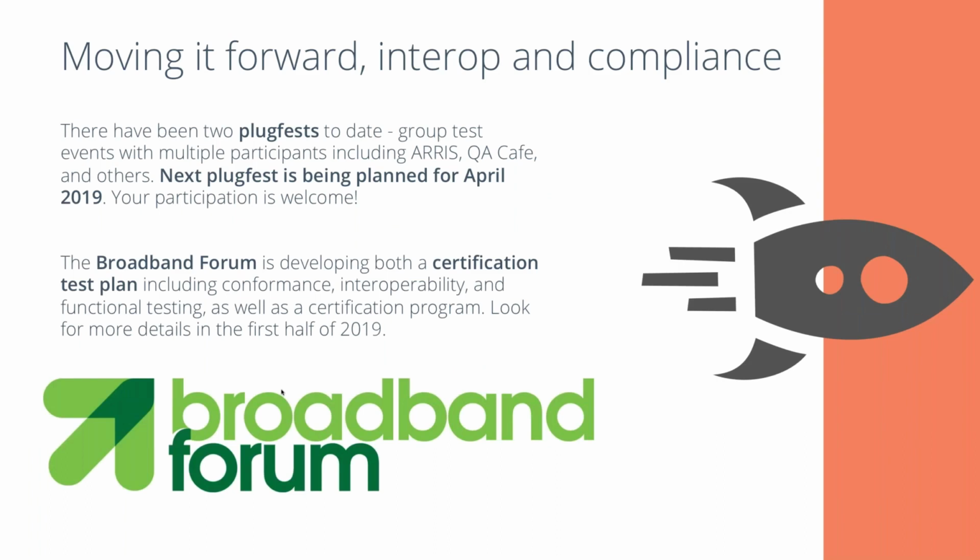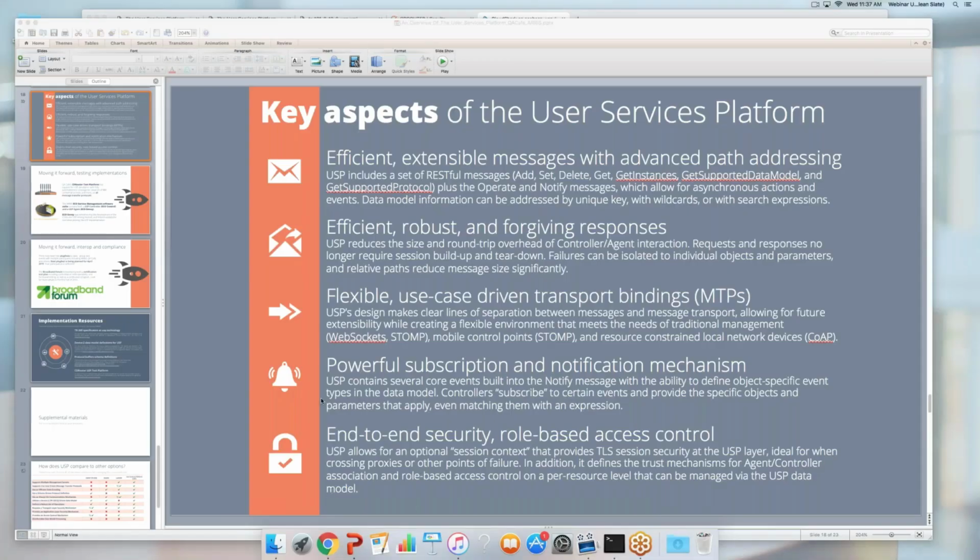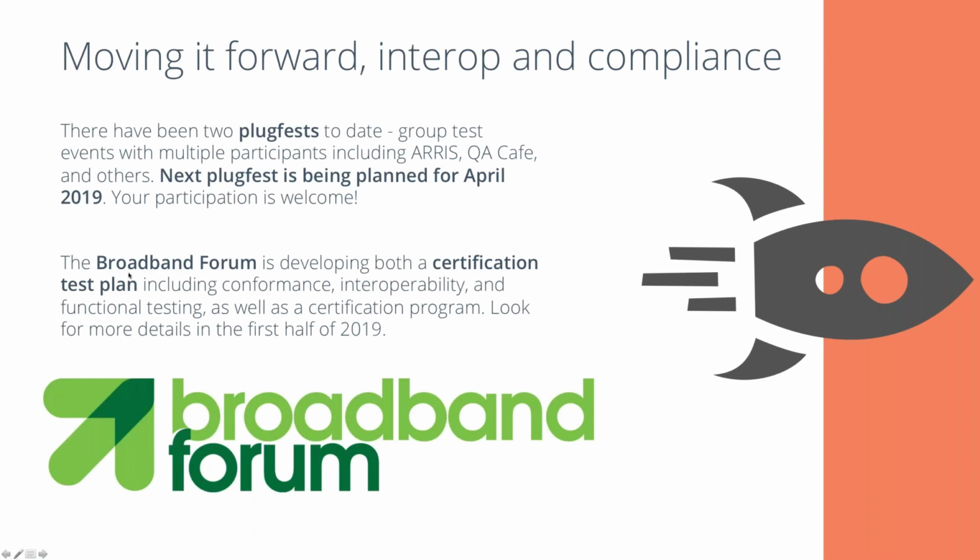So if we go to what other testing is happening and what other items are happening around interop and compliance. We've already had 2 Plugfests to date, which are group testing events with multiple participants, on both sides, both the controllers and the agents, where we all just get together and we test against each other to see how interoperable we are. In the two Plugfests, both ARRIS and QA Cafe have been involved, as have a number of other vendors.